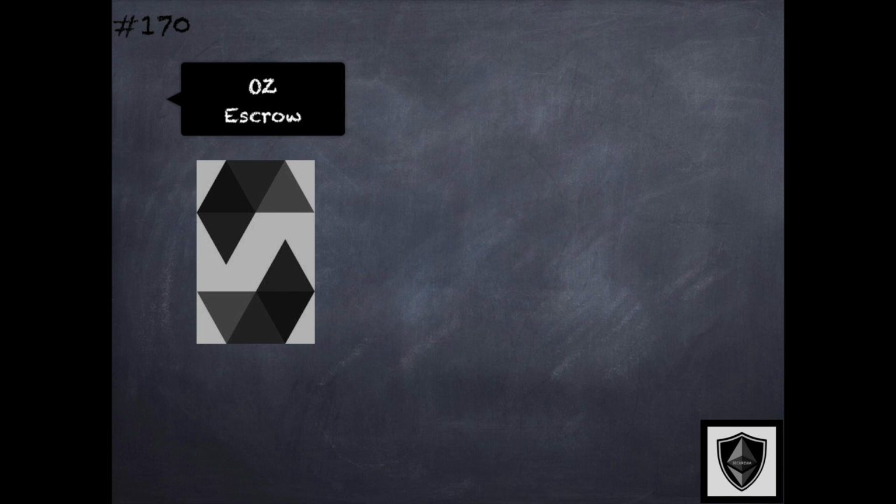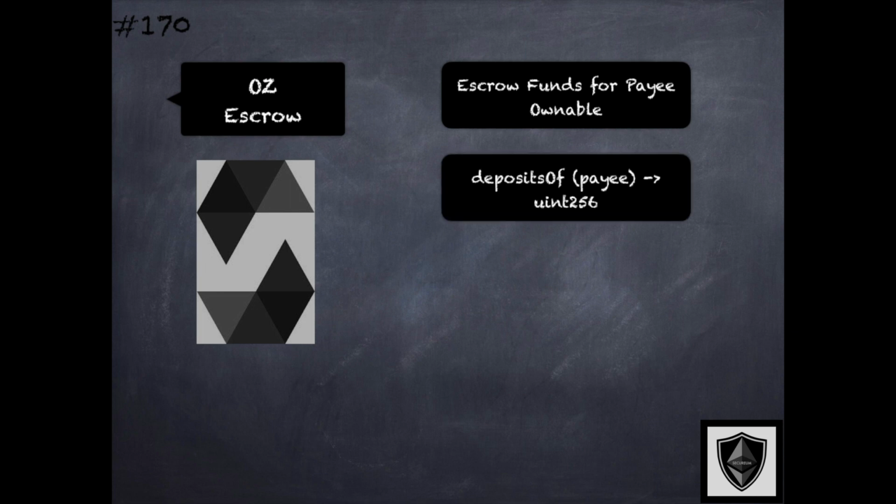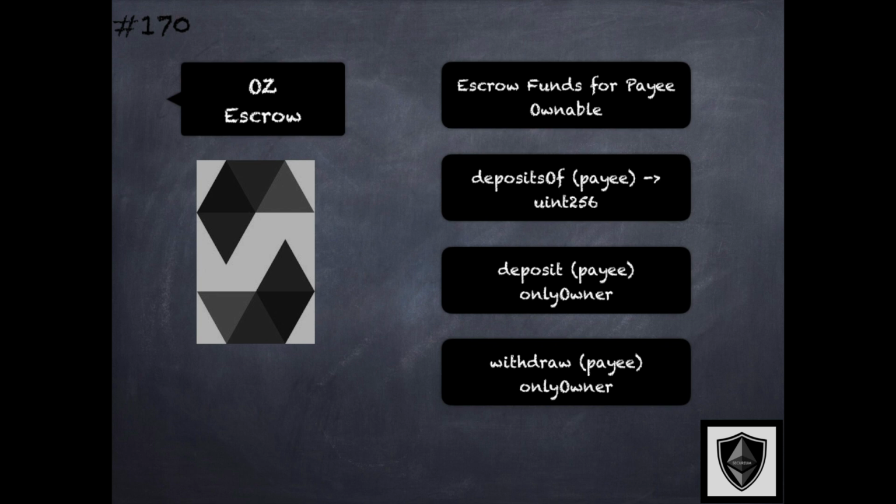The Escrow Library allows a smart contract to hold funds for a designated payee until they withdraw them. And the contract that uses this as the payment method is its owner, and it provides three functions to allow this functionality. There is the depositsOf function that returns the amount of the funds designated for the payee, and then there are the deposit and the withdraw functions themselves that are only callable by the owner.